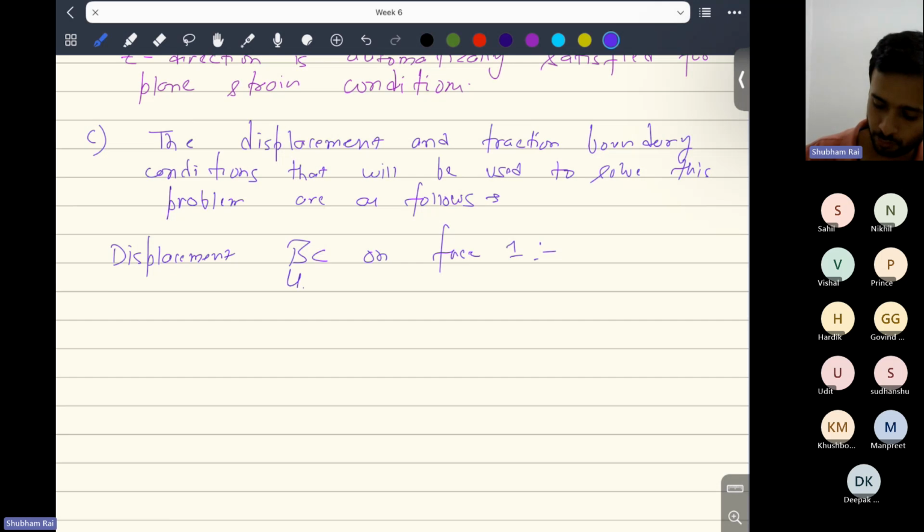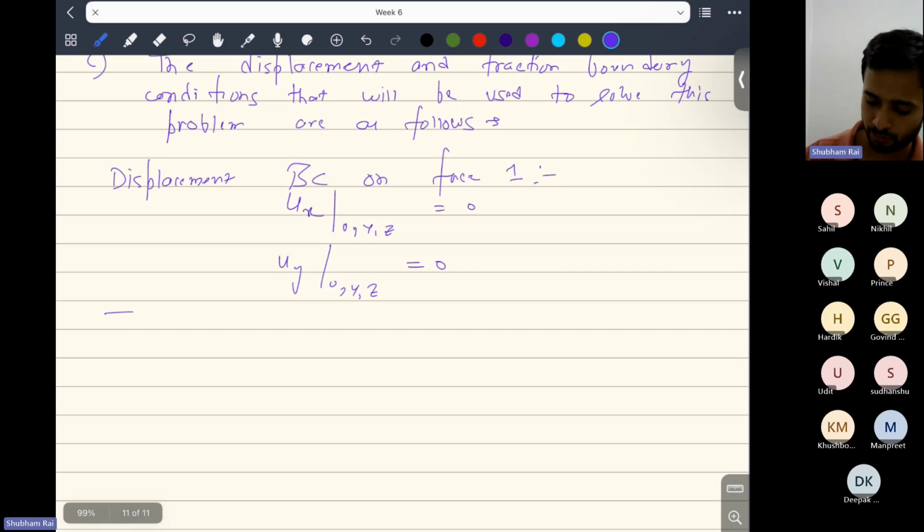So we say that ux at x equal to 0, where y and z could be anything, should be 0. And uy at x equal to 0, with y and z anything, should also be equal to 0. So this is the displacement boundary condition on face one.